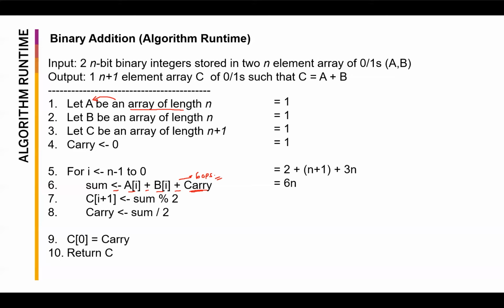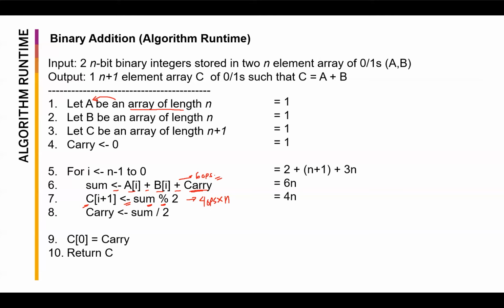Now for line 7, we do the same thing. So we have an operation here. So that's 1. We have a calling of variable. So 2. We have assignment, 3. And we have the indexing at 4. So this is a total of 4 operations. And this will happen n times. That's why the total number of operations for line 7 would be 4n.